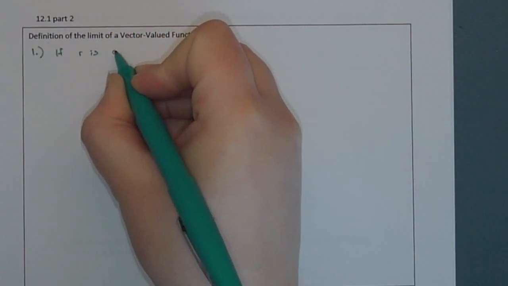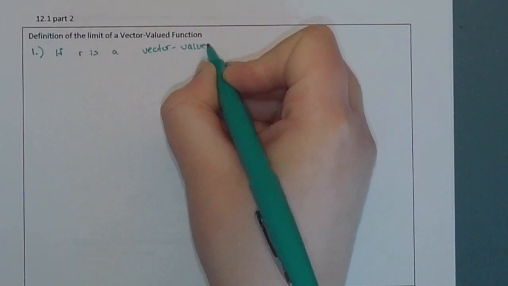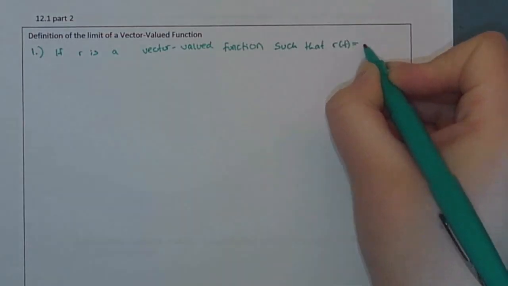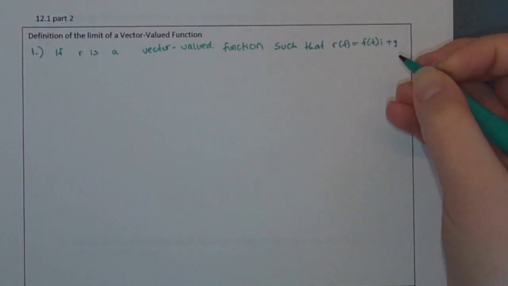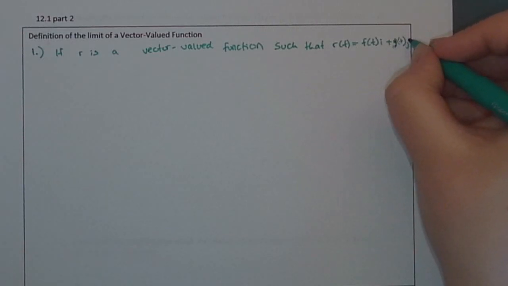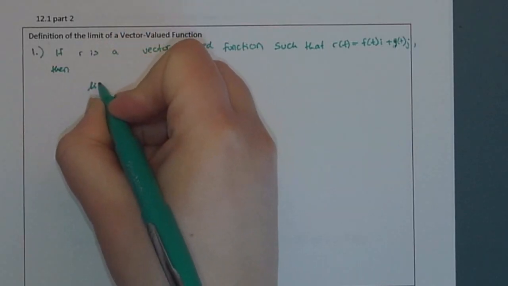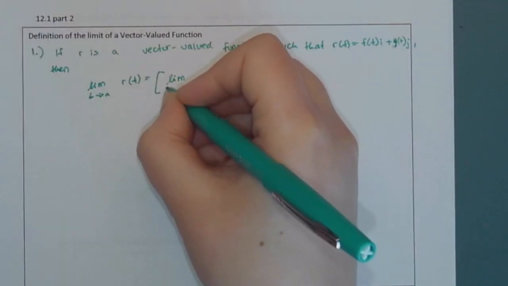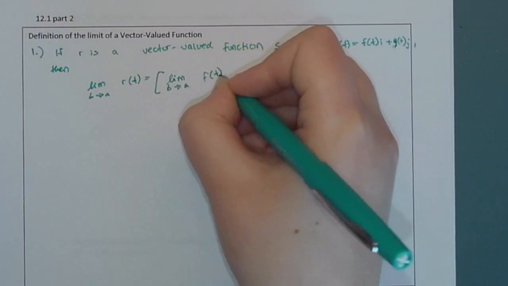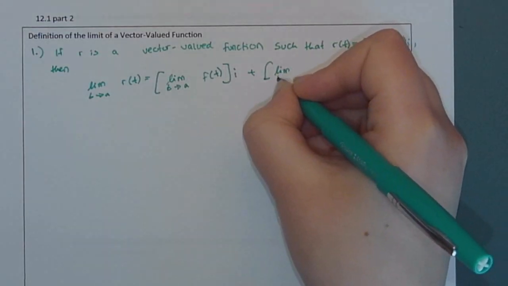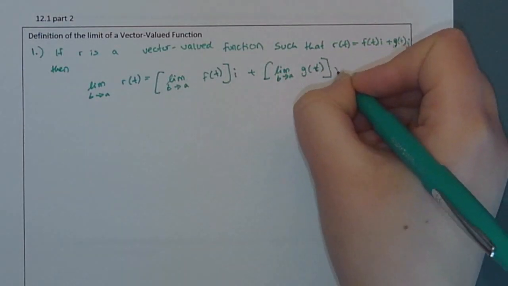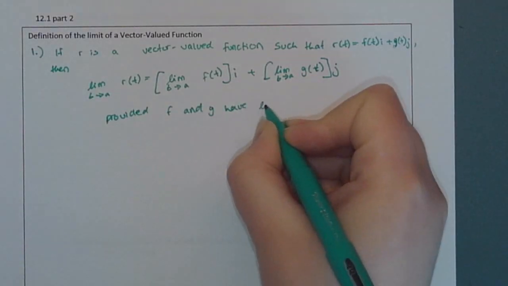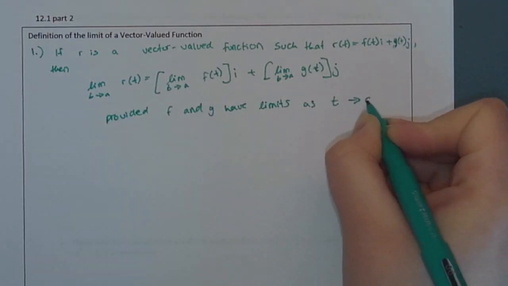For number 1, if R is a vector valued function such that R of t is f of t i plus g of t j, then the limit as t goes to a of r of t is the limit as t goes to a of f of t i plus the limit as t goes to a of g of t j, provided f and g have limits as t goes to a.